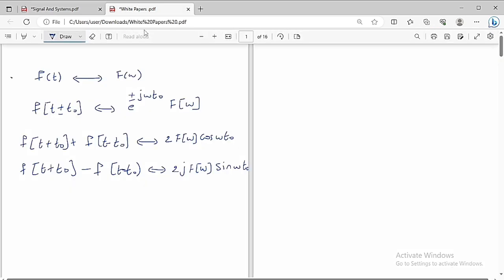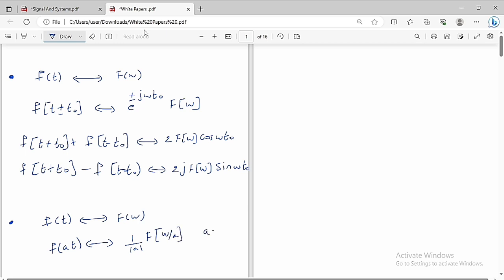So here let me write. This is one more important part. This is the time shifting property, this is the time scaling property. So for f of t, the Fourier transform is F of omega, then f of at has the Fourier transform equal to 1 by mod a into F of omega by a.